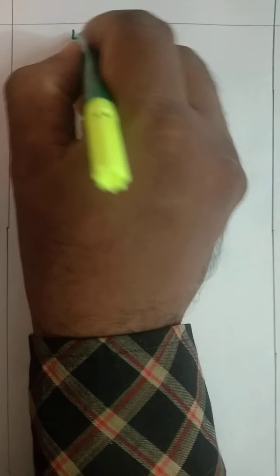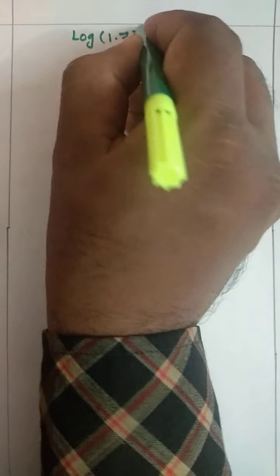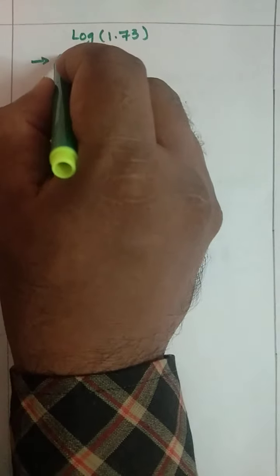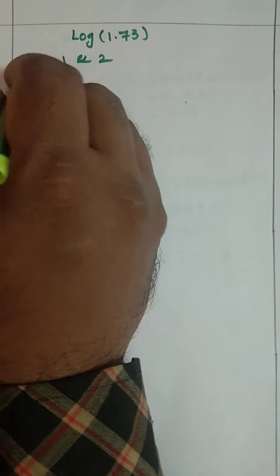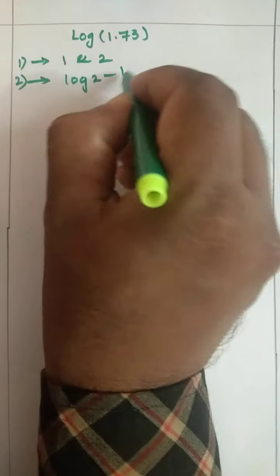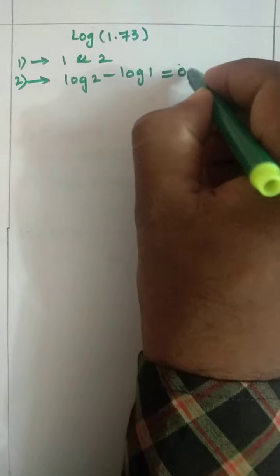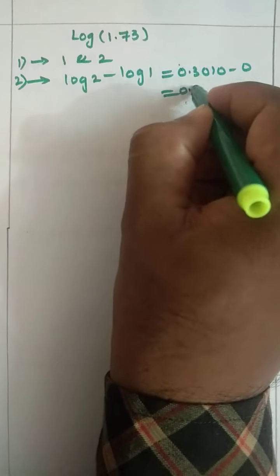Now let's see another example. Log of 1.73. The first step is to check what range it lies in; it is ranging between 1 and 2. So the first step is over. Second step, log of 2 minus log of 1. Log of 1 equals 0. So log of 2 equals 0.3010 minus 0, nothing but 0.3010.